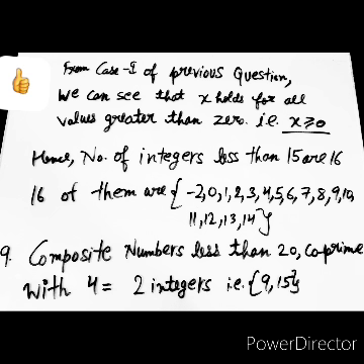And now the last question of today's session, question number 9. Here also the solution of question number 9 is given: composite numbers less than 20 and co-prime with 4 are two integers only, that is 9 and 15. I hope you know the meaning of co-prime numbers, or we will discuss it later in other videos.